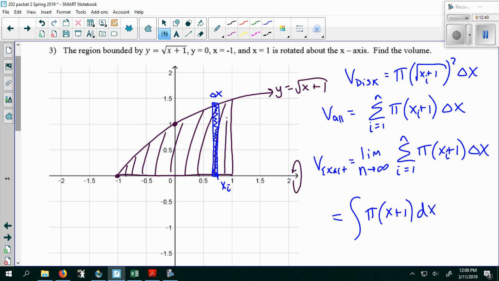And then for the bounds of integration, I drew one representative rectangle on here to figure out the volume of the disk, but I'm actually drawing lots of these rectangles along the x-axis here, starting at x equals negative 1 and finishing at x equals 1. Those are my bounds of integration.